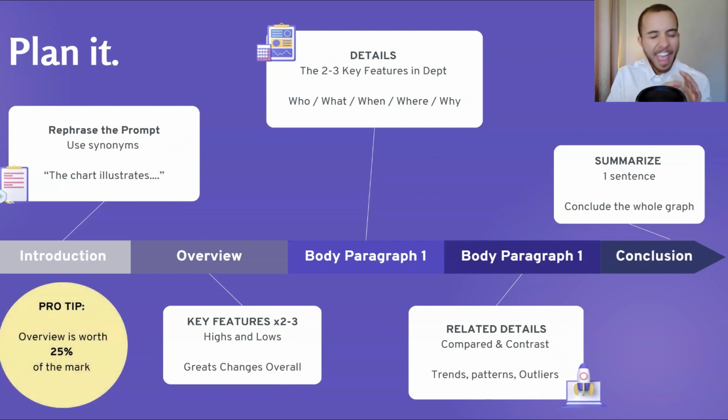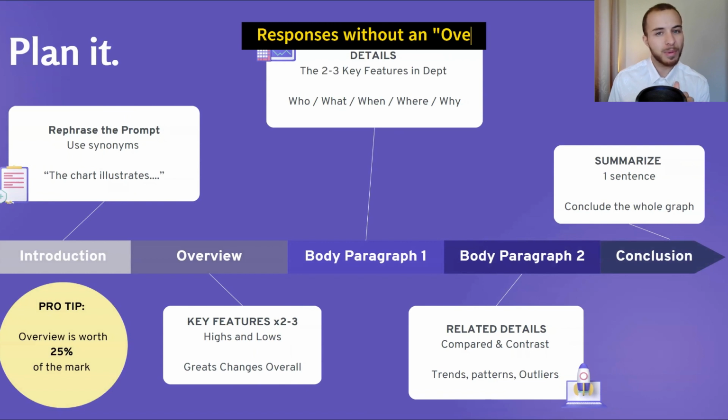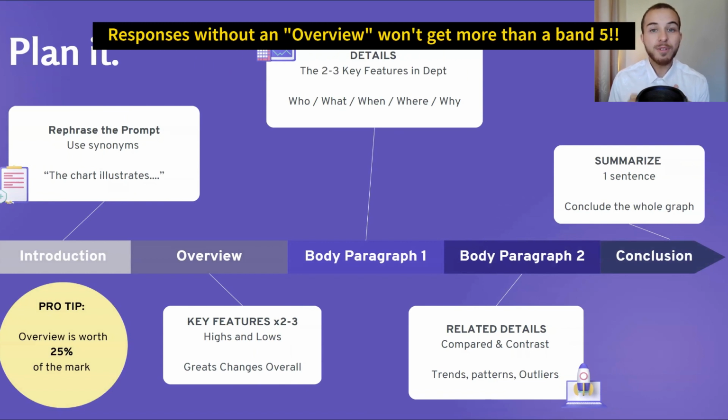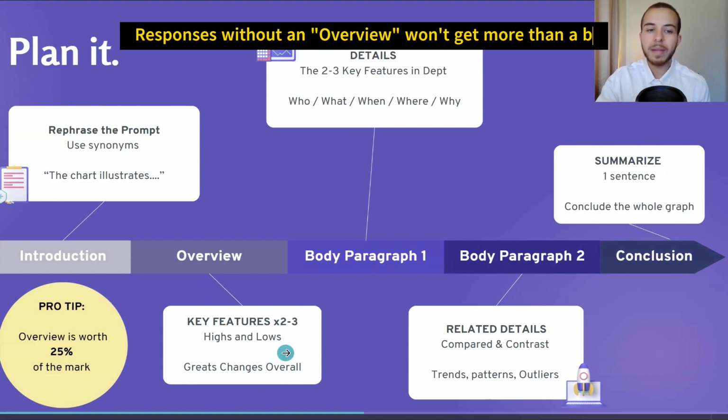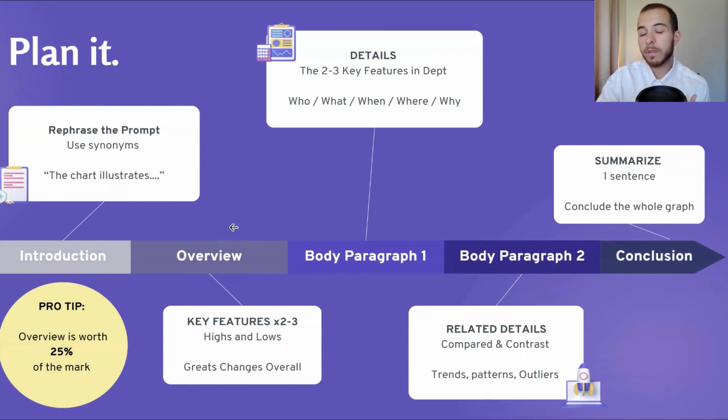In fact, every sample of the writing test will look the same. So yours should look the same. We need an introduction sentence, an overview sentence, body paragraph 1 and 2, and a conclusion sentence. Remember when I said that the overview is essential? If you don't have an overview, this section here, you won't get more than a band 5 or 5.5. Hugely important.